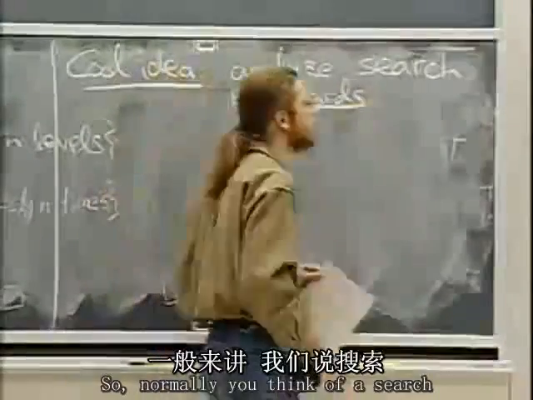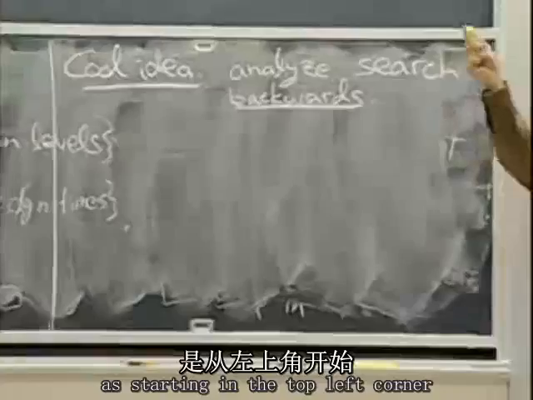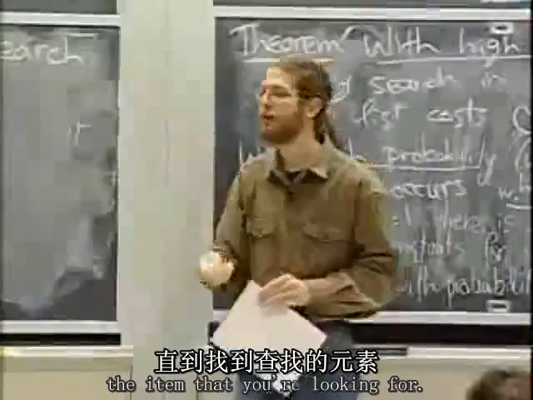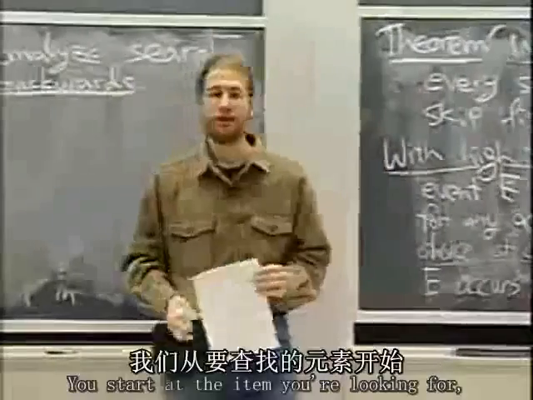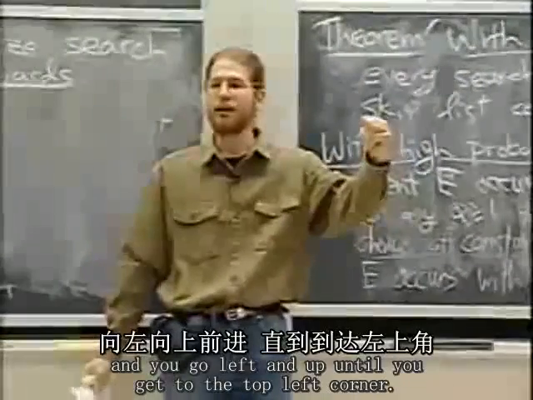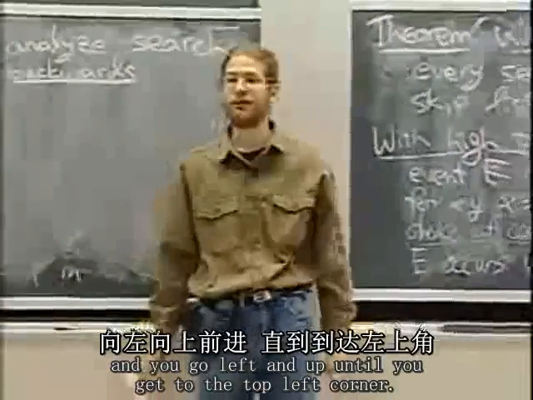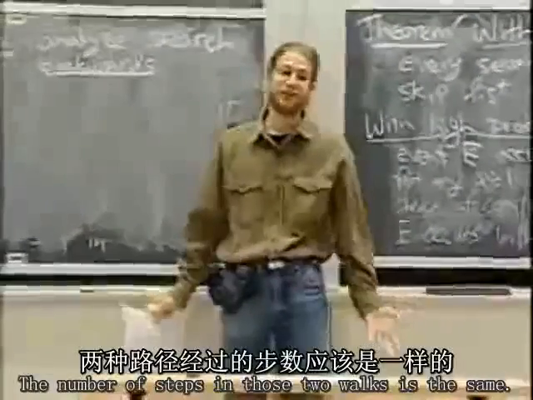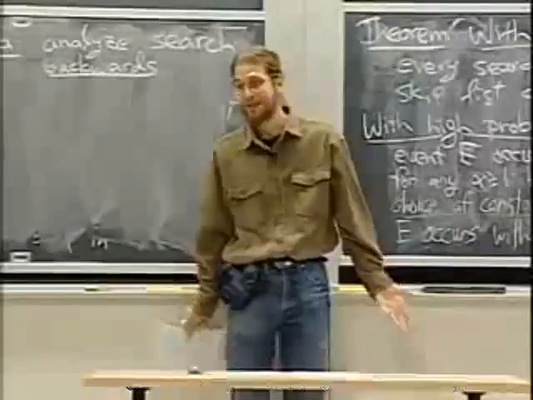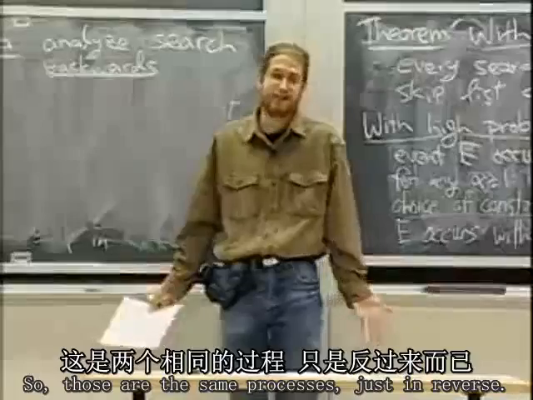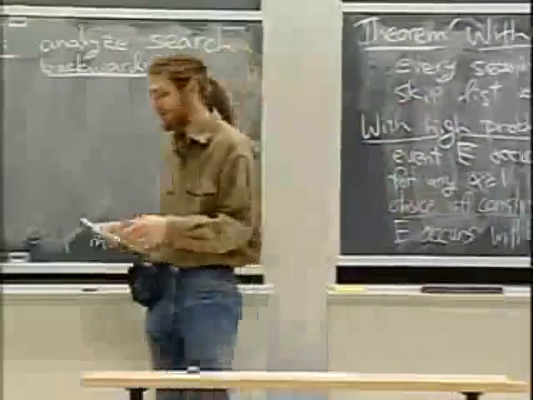So normally you think of a search as starting in the top left corner, going left and down until you get to the item that you're looking for. I'm going to look at the reverse process. You start at the item you're looking for, and you go left and up until you get to the top left corner. The number of steps in those two walks is the same. And I'm not implementing an algorithm here, I'm just doing analysis. So those are the same processes, just in reverse.